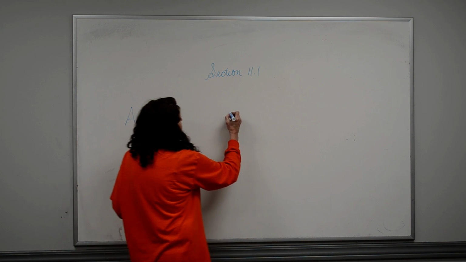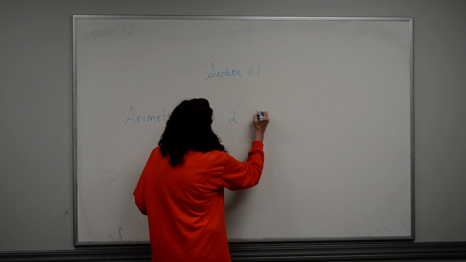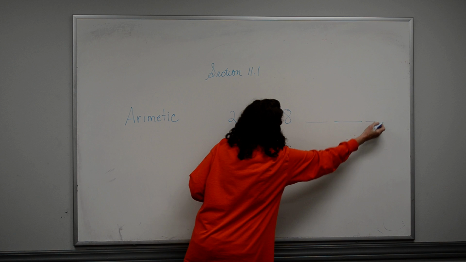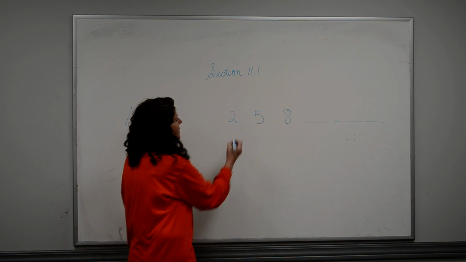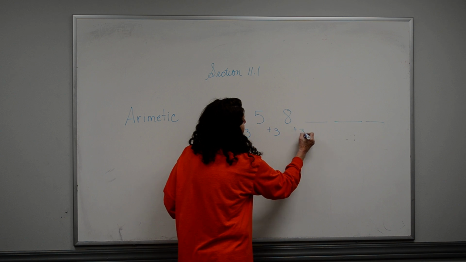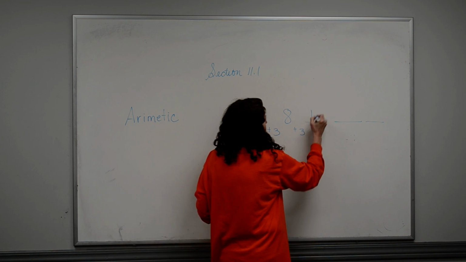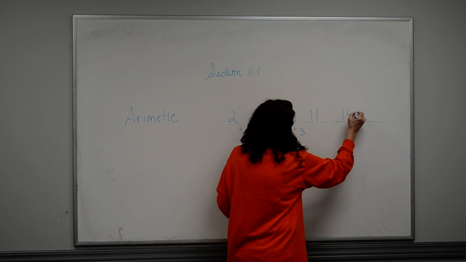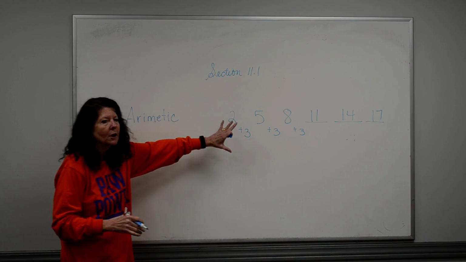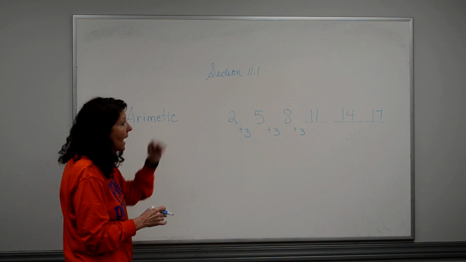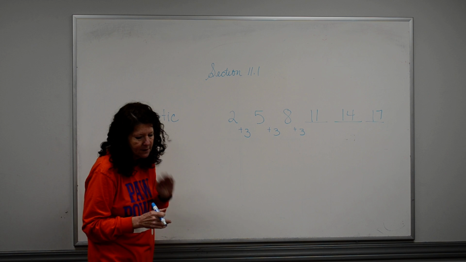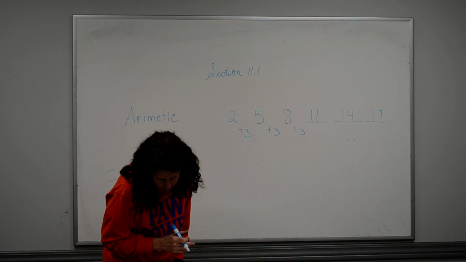So in other words, like 2, 5, 8, and if I ask you for the next terms, you should be able to tell me. Because what I've done is I've added 3, I've added 3, I've added 3, so to get to the next term, that would be 11, this would be 14, and this would be 17. So this is what we would call an arithmetic sequence. They have a common difference, okay? Often that difference is called a d.